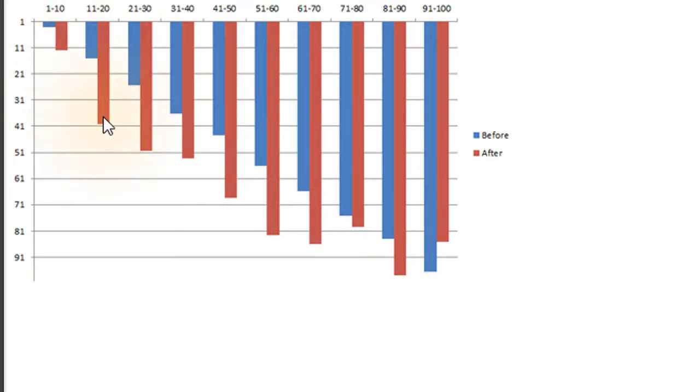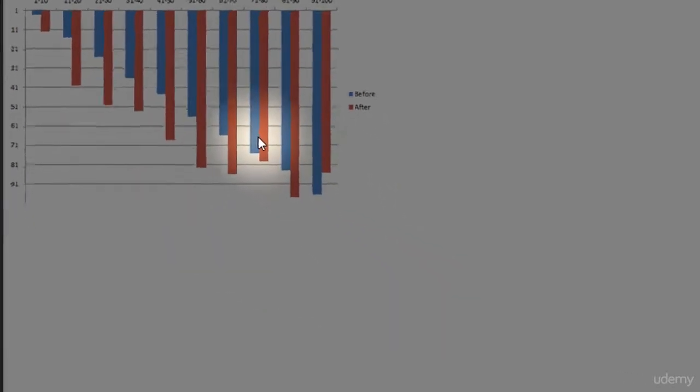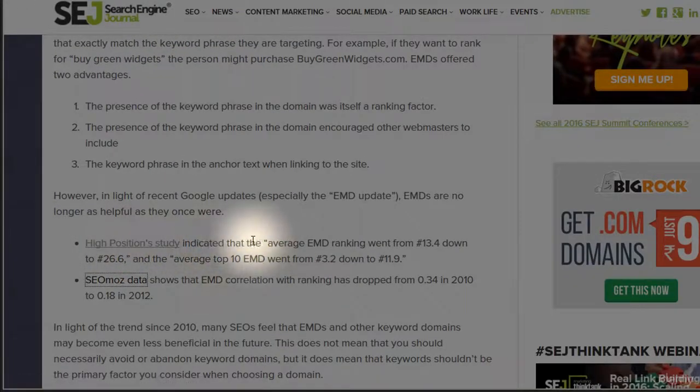The exact match domain post, which was in the first search result, was moved to 11th position, and the post with exact match domain in around 12th to 30th position was moved to 41. And you can see the rest in this image itself. High position study indicated that average EMD ranking went from number 13.4 to number 26.6, and the average top 10 exact match domain went from number 3.2 to number 12.